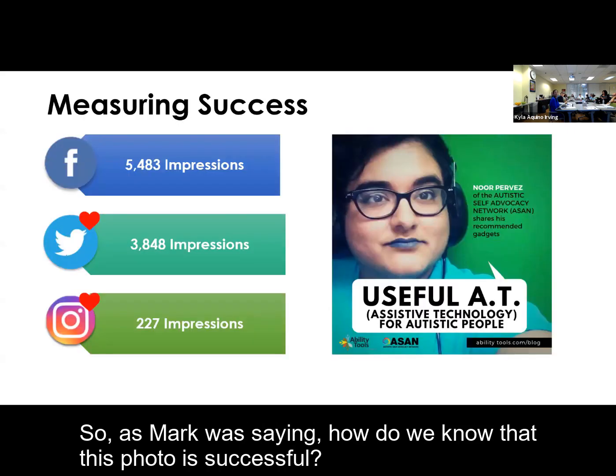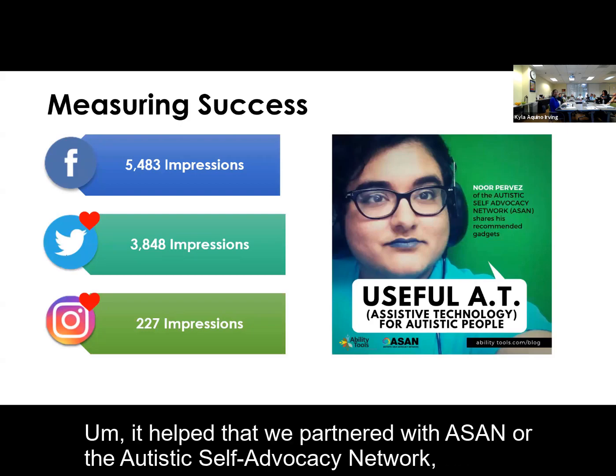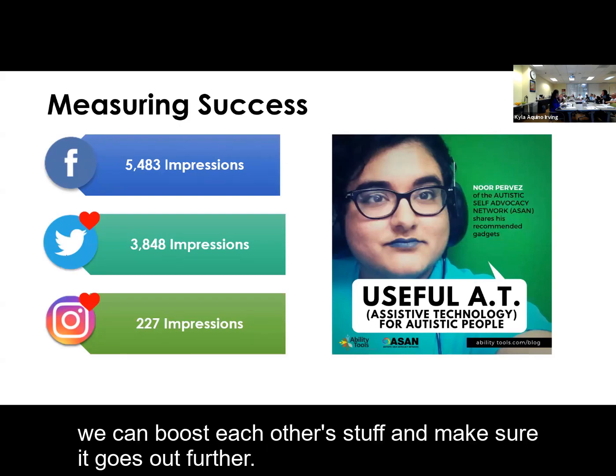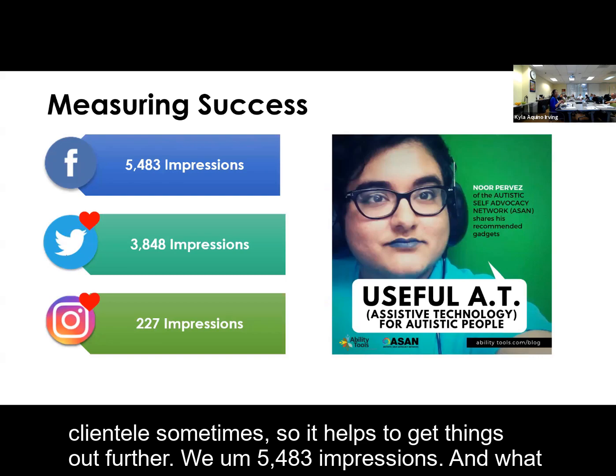Next. So as Mark was saying, how do we know that this photo was successful? For us, it was one of our more popular posts. It helped that we partnered with ASAN, or the Autistic Self-Advocacy Network, since they shared it as well. We call that boosting in social media, where we could boost each other's stuff and make sure it goes out further. Because we all have kind of unique niches. We don't all have the same exact clientele sometimes, so it helps get things out further.